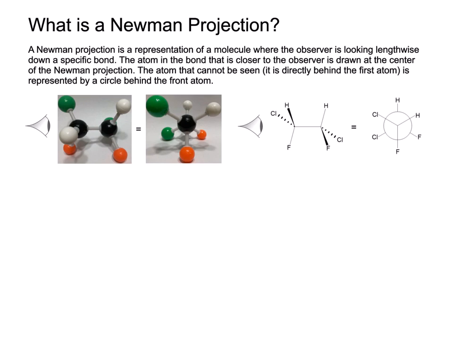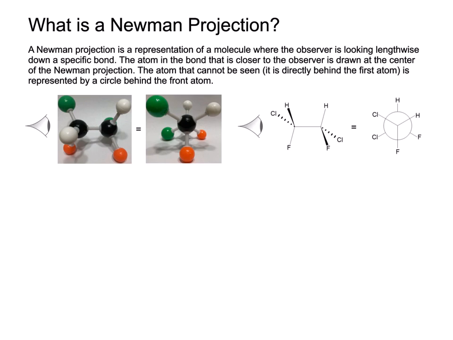Here we have the same general idea, except now we have wedges and dashes. A wedge means that an atom is coming out of the screen towards you, and a dash means it's going back behind the screen away from you. But from the perspective of that eyeball, a wedge means that it's going to the right of the eyeball, and a dash means that it's going to the left of the eyeball.